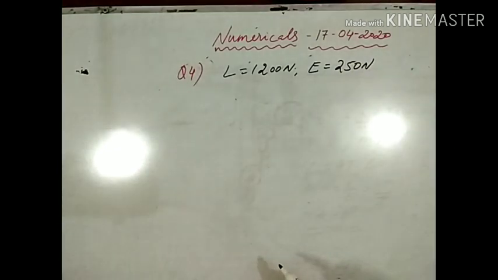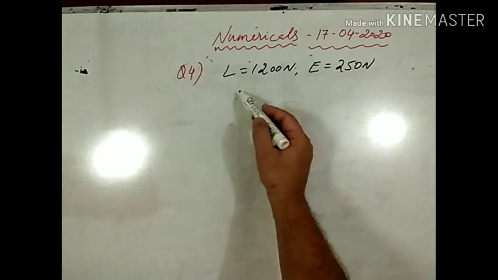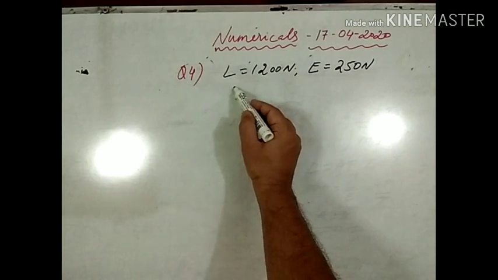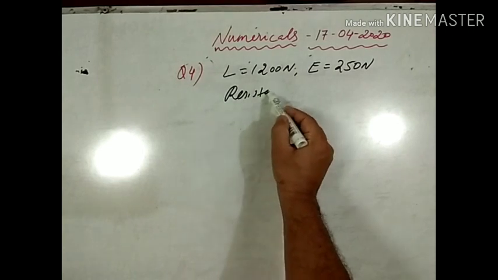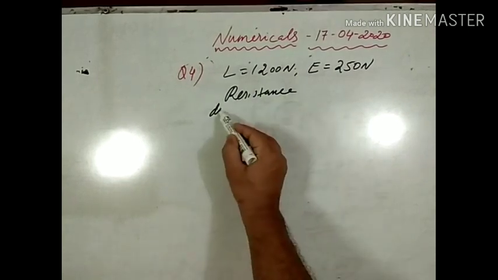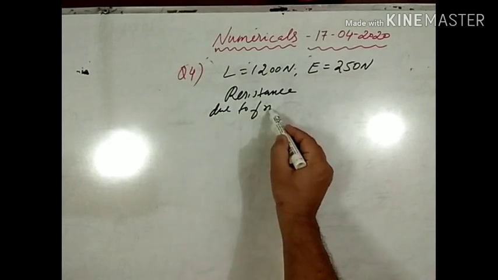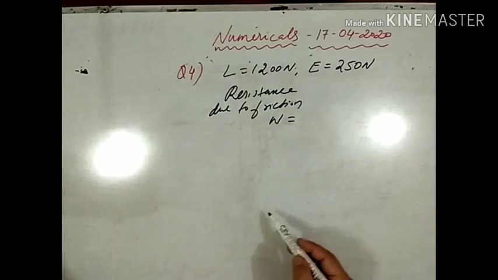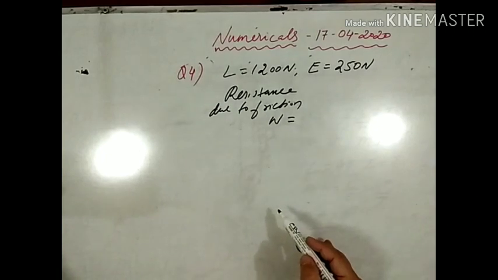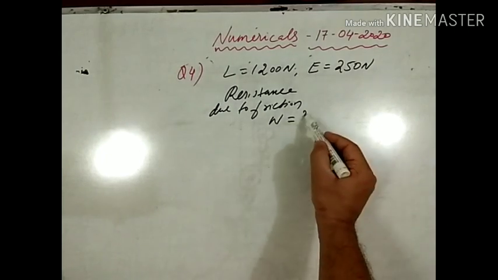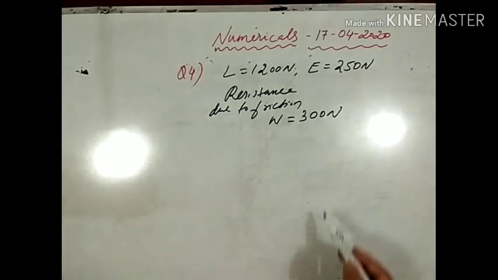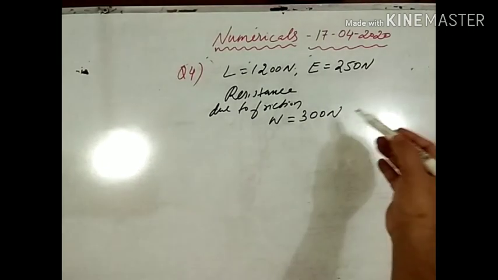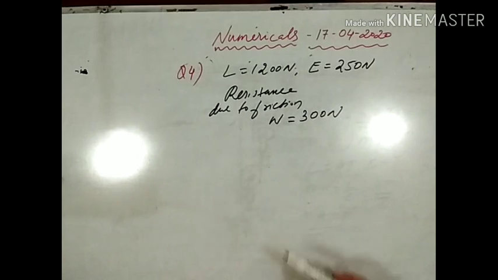If the resistance due to weight of mobile parts and friction is 300 Newton, let the resistance due to friction of the moving parts be W. How much is it given? 300 Newton. All right. So, we have found out all the values given there.